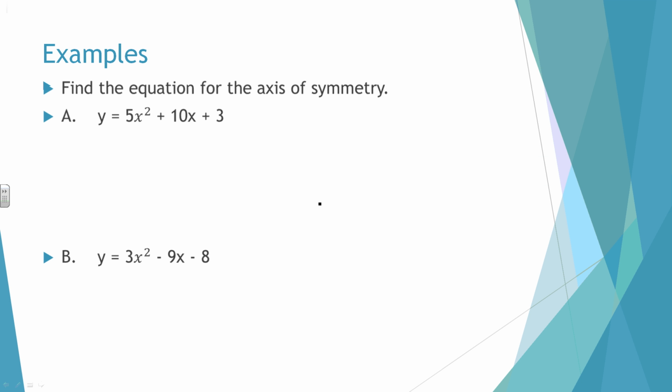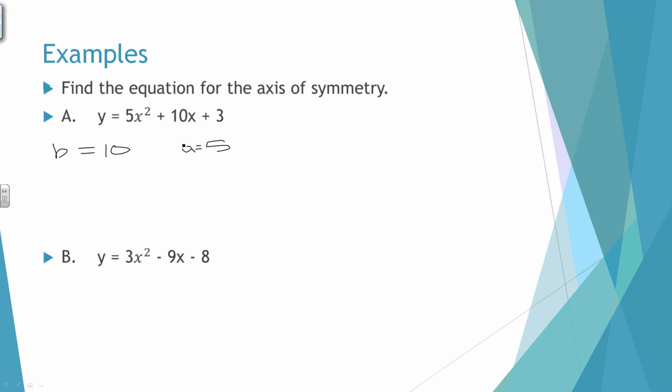So here's some examples. I'm not going to ask you to graph the axis of symmetry in today's U-Try, but we are going to find the equation for that line. So we have the quadratic function y equals 5x squared plus 10x plus 3. So let's identify our b and our a. B for this one is 10, and our a for this problem is 5.